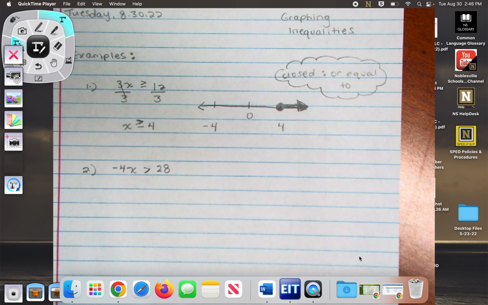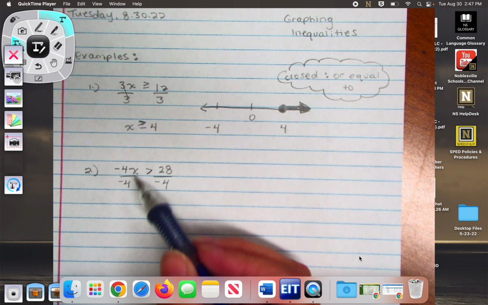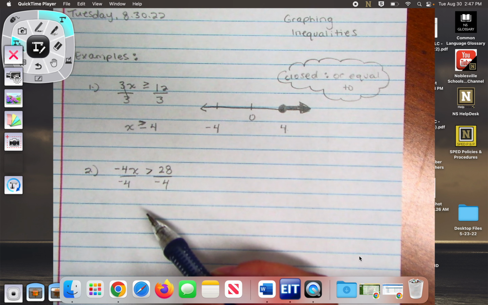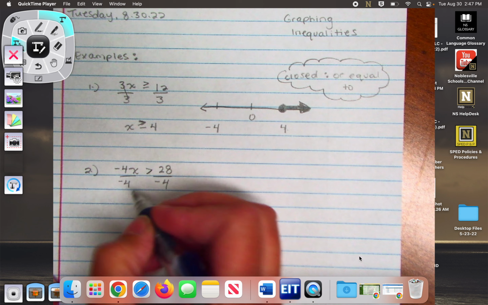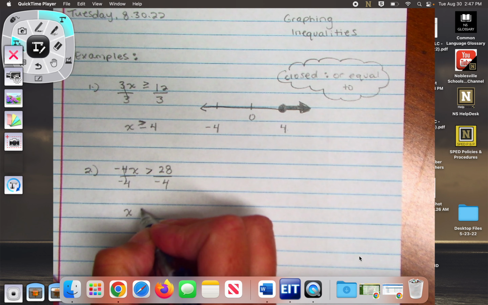Okay, so I'm going to divide by negative 4, and because I'm dividing by a negative, I have to flip the sign. So you only flip the sign when that happens. Is that what you were kind of remembering? Yeah, I remember saying something like that, but I didn't understand it.